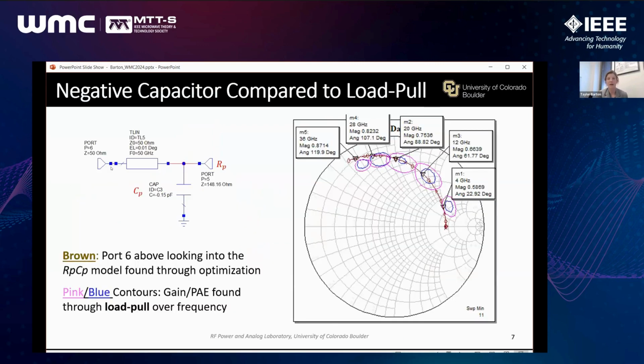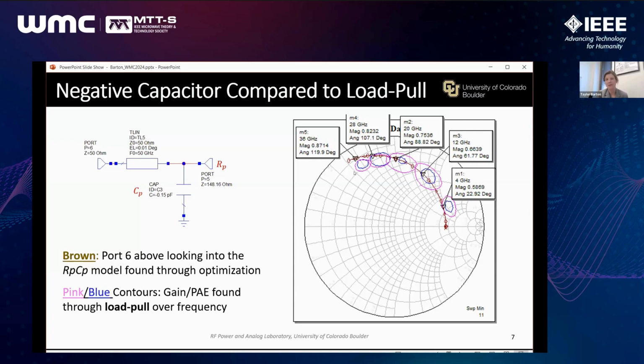In this example, just continuing the example here, we're comparing that model for that device that's shown on the previous slide to the actual, the kind of conventional load pull behaviors. And you can see that it does pretty much trend in the expected frequency range. Each of the callout frequencies corresponds to the load pull frequencies. Here, pink is a gain contour that meets our minimum gain requirement, and blue is a PAE contour.